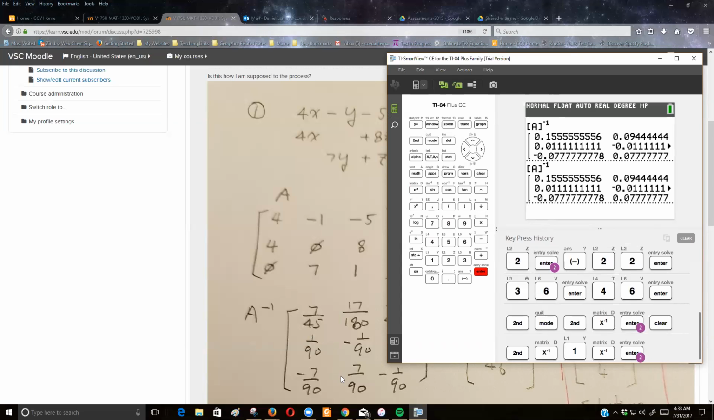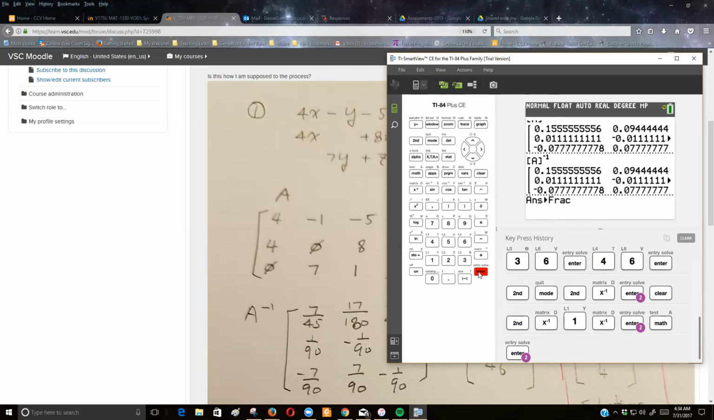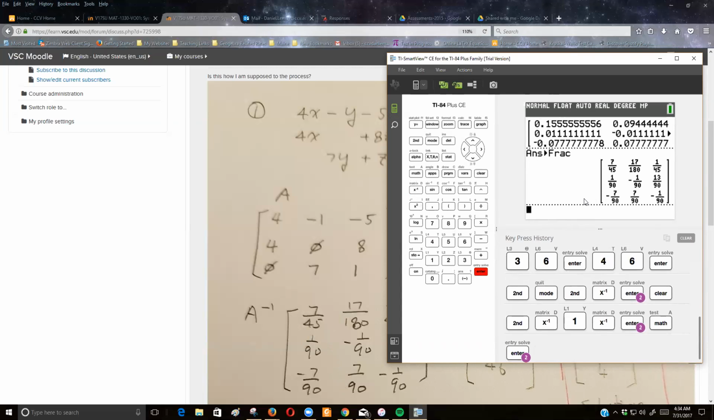Now, how did this person get those values? Well, maybe they recognized something, but I don't know exactly what they are. So what you can do is do math and frac. It'll take that last answer and convert them all to fractions. And if you can write those decimal values as a fraction, as a rational number, the calculator will do it. Sometimes it does some rounding and messes it all up, but it's something to keep in mind.